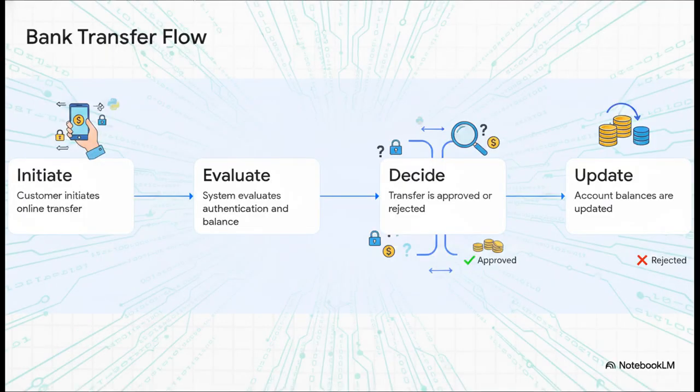And this brilliantly illustrates how those transactions flow chronologically in real time. Take an online banking transfer. First, the customer initiates the transfer. Second, the system evaluates: is the password correct? Is there enough money in the account? Third, based entirely on those conditions, the transfer is either approved or rejected. And finally, if it's approved, the account balances are updated. Every single step requires code to handle the logic and update the state of the system.